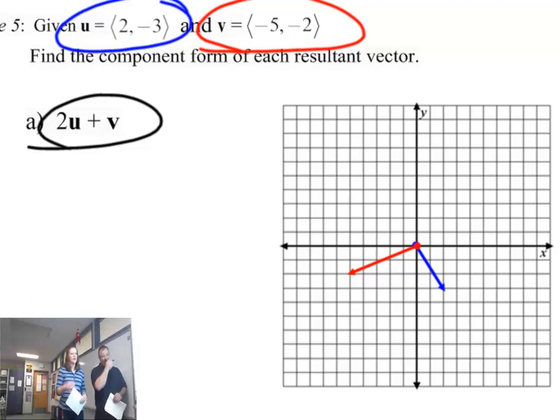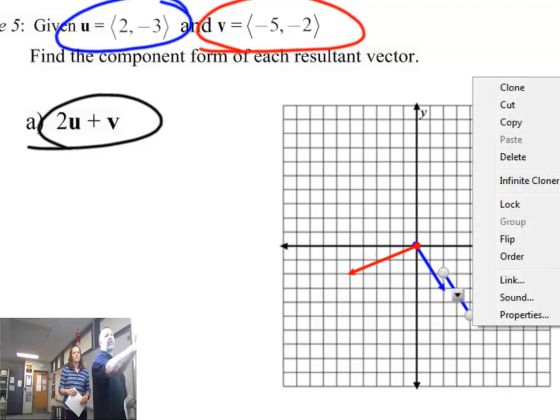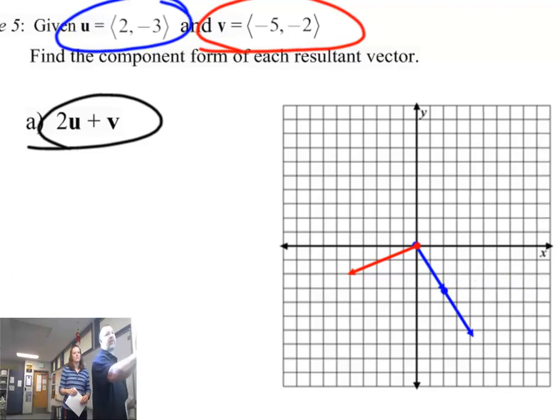So I need another blue vector? Yeah, we need 2 of them. We need them to go in the same direction, but we just need 2 of their magnitude. So I'm just going to make 2 of them here. Okay, so now it's actually 2u. How far to the right have we gone, and how far down? 4 to the right now and 6 down, because we just doubled it.